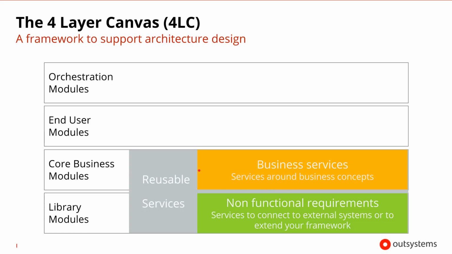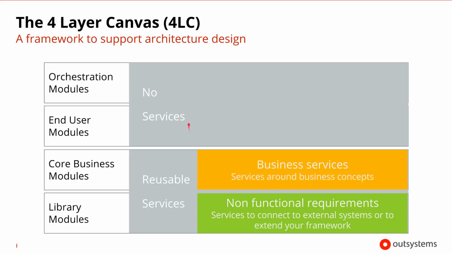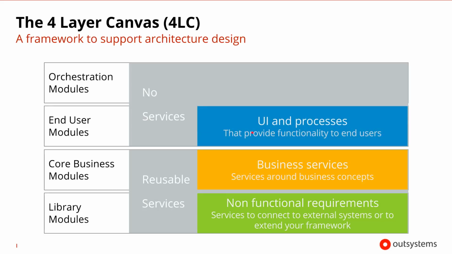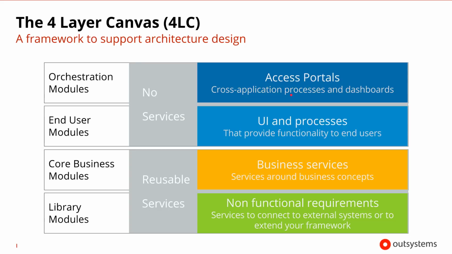Now, on top of these 2 layers, we will have modules that implement features that will be exposed to end users. These modules in the top 2 layers help users interact with our applications, but they should not provide any services. First, we'll have the end user modules, which are the implementation of the user stories and the user interfaces necessary to support the users interacting with any processes. On top of these, we will have orchestration modules, which will primarily contain access portals that support cross-application processes or dashboards that might need to mash up information from multiple applications.